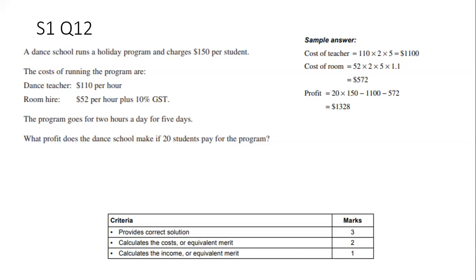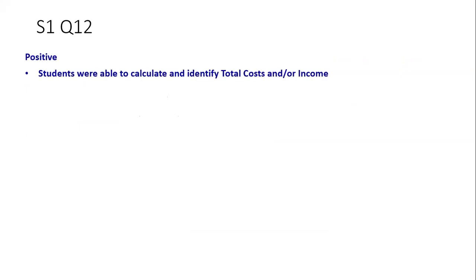So what we did actually find predominantly was the kids that were able to do it, they did clearly identify their total costs and/or their income through clear and precise calculations. So because it was a multi-step problem, if the kids were able to break down each part of the question to the key components, they tended to do a lot better than students that were just randomly putting numbers together that they thought would actually go together properly.